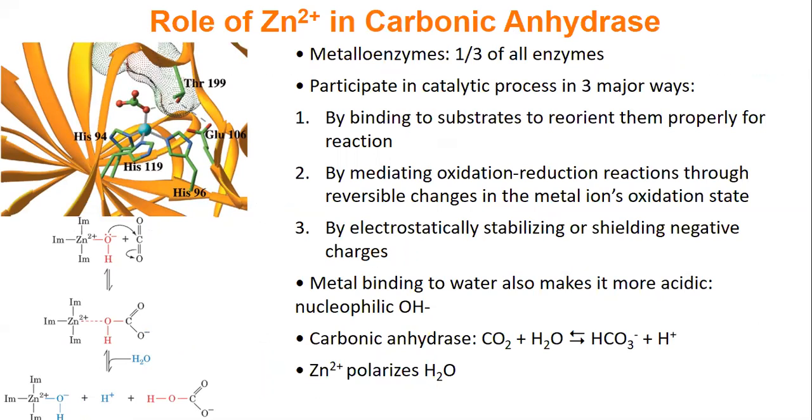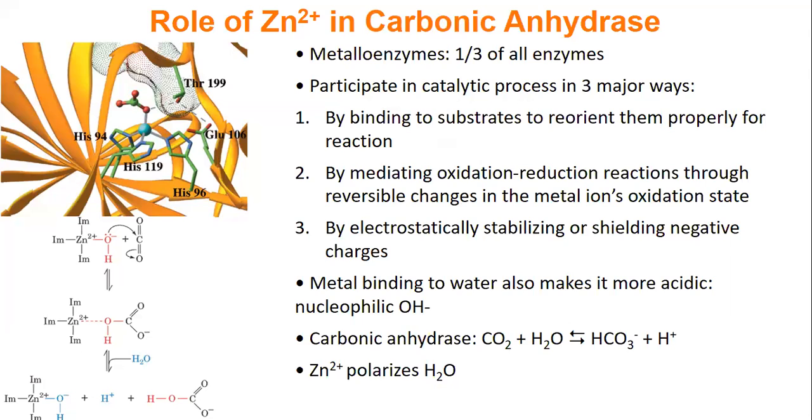So we looked at covalent catalysts, we looked at acid and base catalysts. Now we're going to look at metalloenzymes. One third of all your enzymes in your body use metals in their chemistry. So it's very important that every day you eat some metals. So just go outside, find some metals, and nom them down. The way that metals work is that they have three major purposes. One, they can bind to the substrate and reorient them properly for any reaction that they're doing. Two, they're really good at redox reactions.